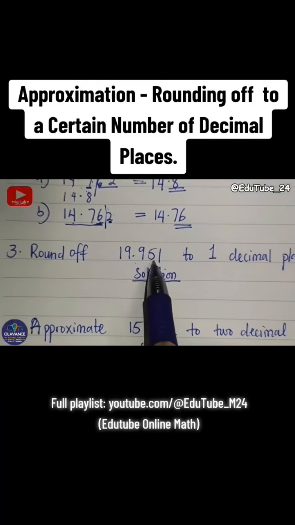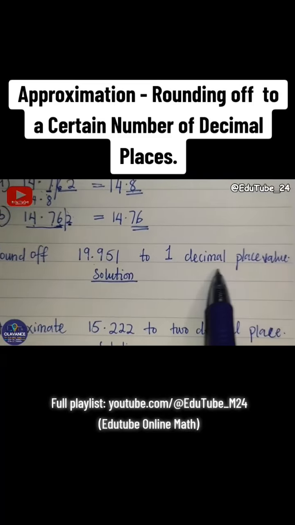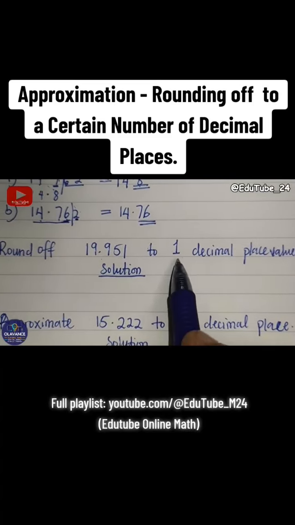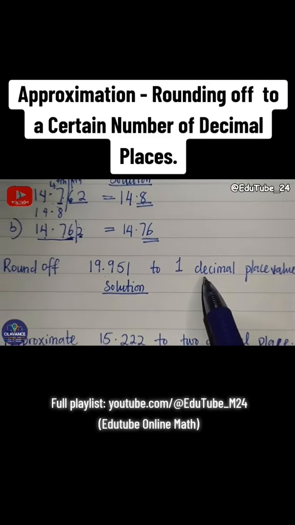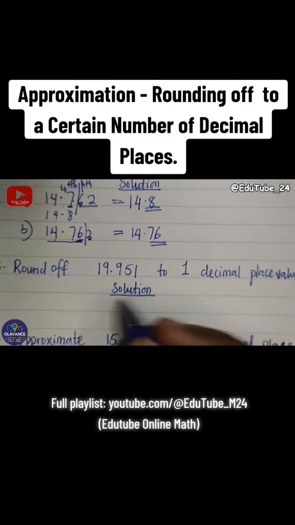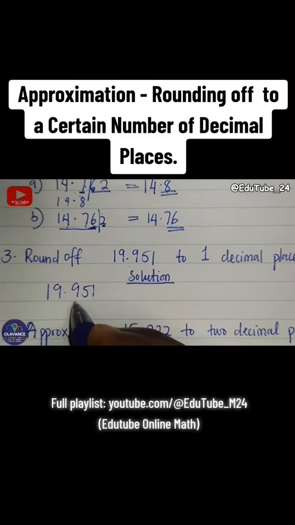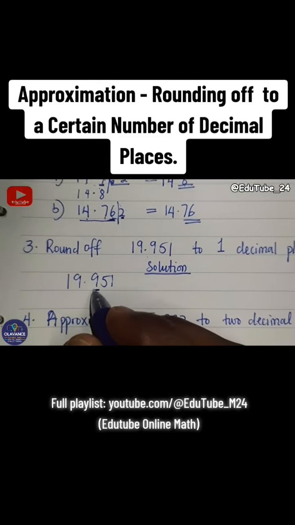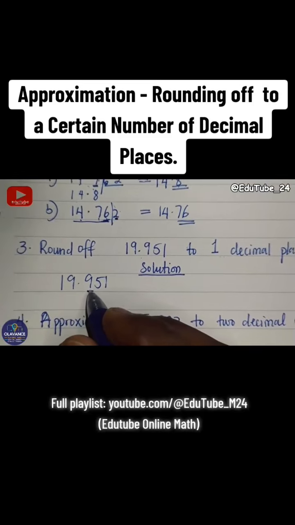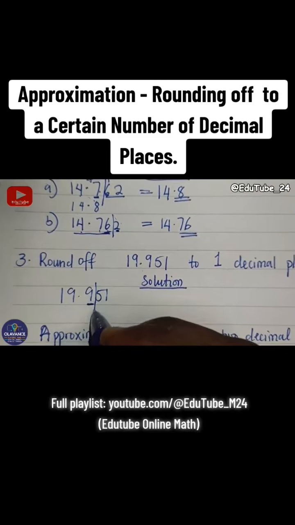Round off 19.951 to 1 decimal place. This time around we are using 1 decimal place. So to 1 decimal place, which is equally the same thing as tenth, because 1 decimal place means the first decimal number. So I'm going to write 19.951. So this is my 1 decimal place, or my first decimal place, which is the same thing as tenth.